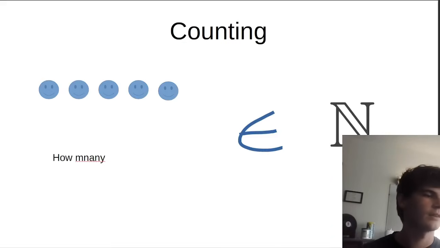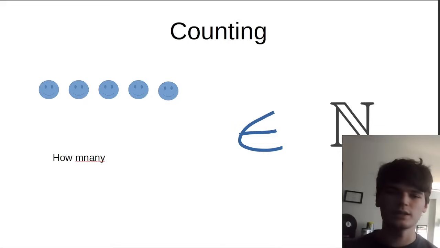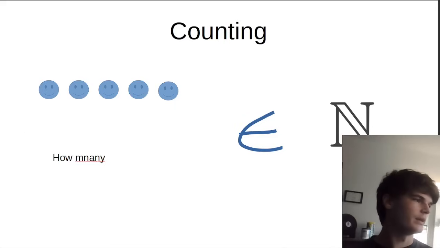Okay, first up we have counting. This is a good introduction to the natural number space. How many of them are there? I actually struggle with this one. No, I don't. That was a bad joke. There's 5 of them. How many?